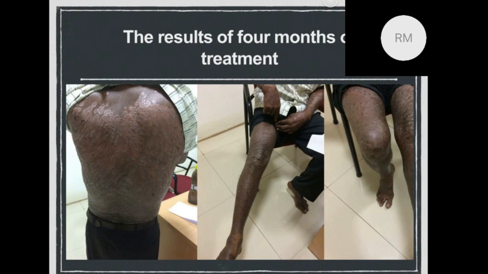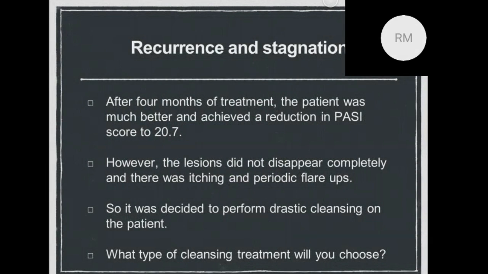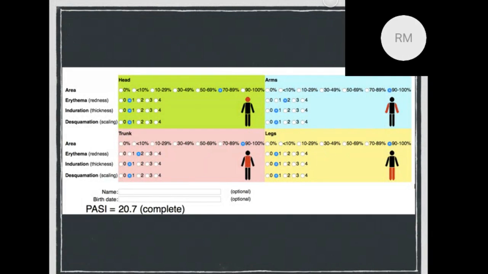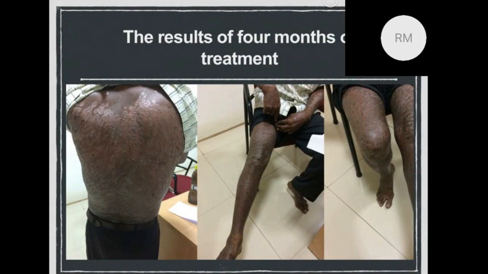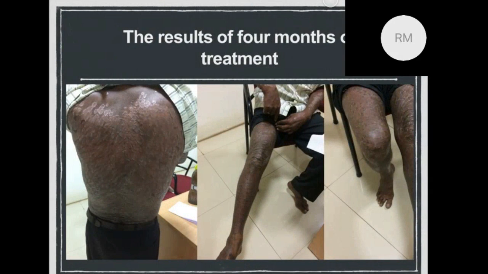Already you can see his legs are much better after this Snehana. And after Vamana, we also did Virechana, which means purgation, within 10 days. After these procedures, the skin began to peel off. The skin became very thin at this stage and began cracking, and he began to get what we call baby skin. His old skin began to fall away, and gradually new skin was formed. So there was a complete recycling of the skin.